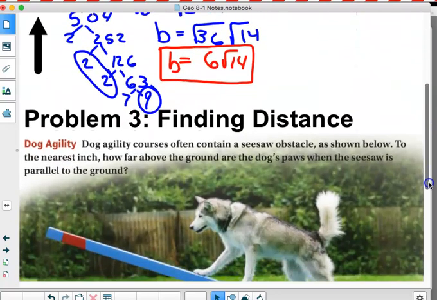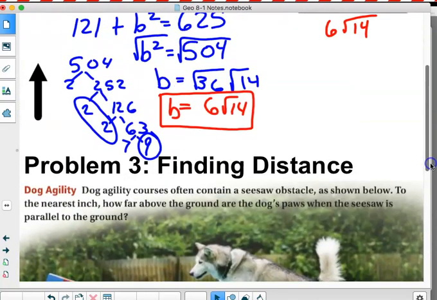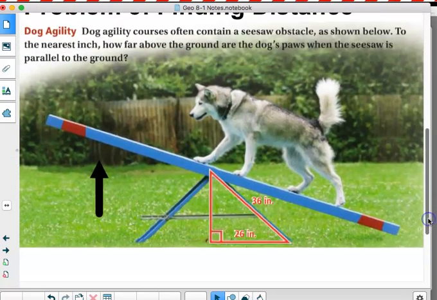Now, finding distance. A dog agility course often contains a seesaw obstacle as shown below. Let me get my pointer here so we can talk about it. To the nearest inch, notice they're saying nearest inch, how far above the ground are the dog's paws when the seesaw is parallel to the ground? If the seesaw is parallel to the ground, it's here, and that would be the height of the fulcrum. So we're going to find this length based on these measures.